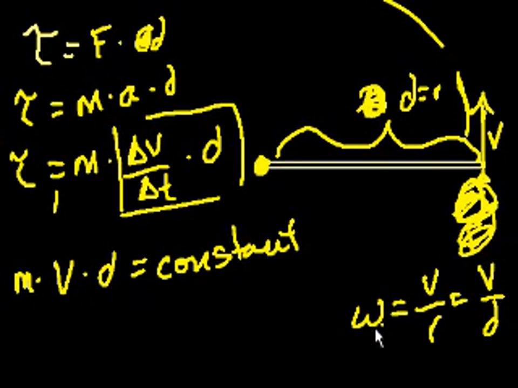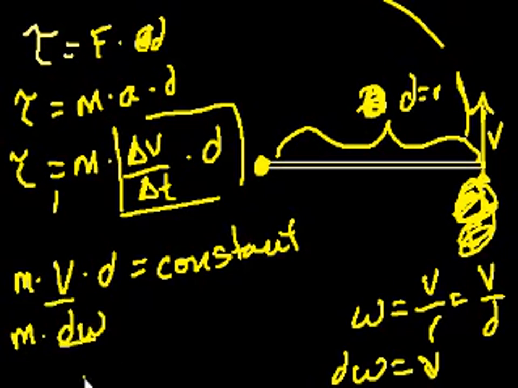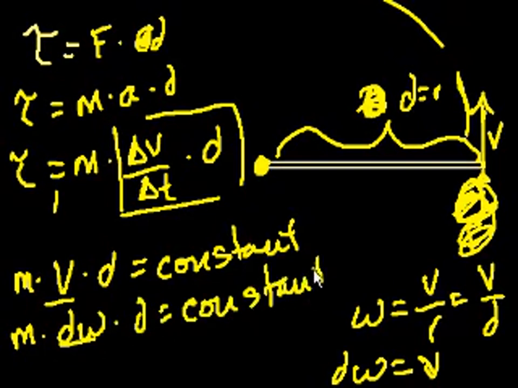But let's see if we can change this expression to include angular velocity. You'll see where I'm going in a second. Let's solve for v. Let's multiply both sides times d, so you get dw is equal to v. I just took this d and put it on this side. So let's write that here: m times dw, I just replaced the v, times d is equal to a constant, assuming that we have no net torque on the system.